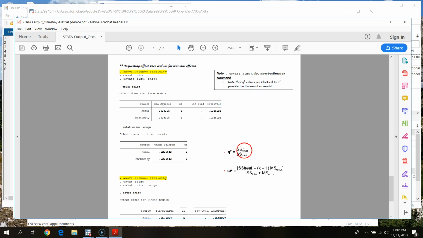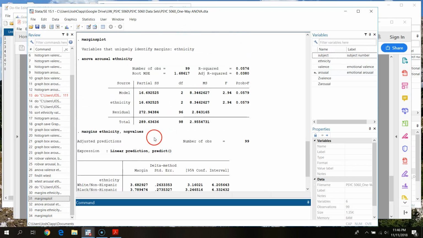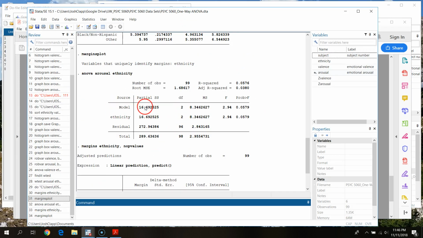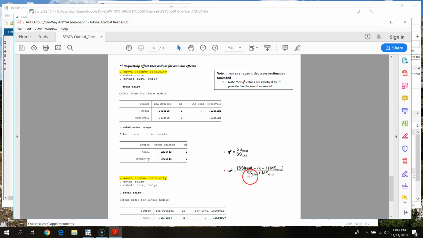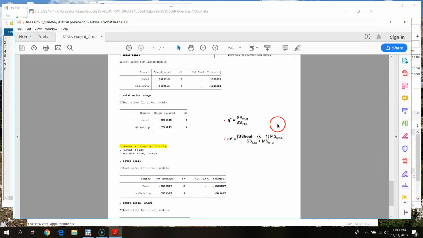Recall that we're taking this as our sum of squares treatment divided by our sum of squares total. So if we go back up to our ANOVA model, if we take our sum of squares treatment, or our sum of squares between, our sum of squares effect, divided by our sum of squares total, that's going to give us our eta squared value. All right, but remember that our eta squared value is going to be a positively biased estimator of the true population parameter, right? It's going to overestimate the population effect.